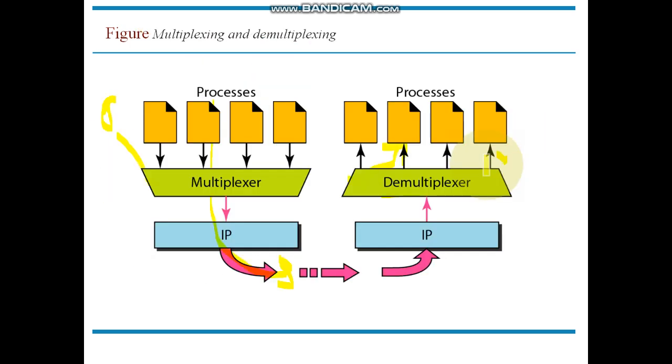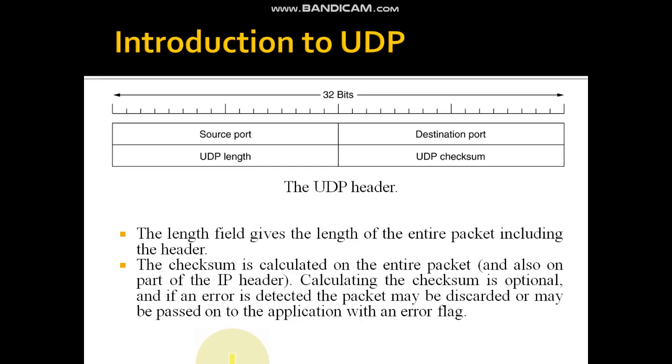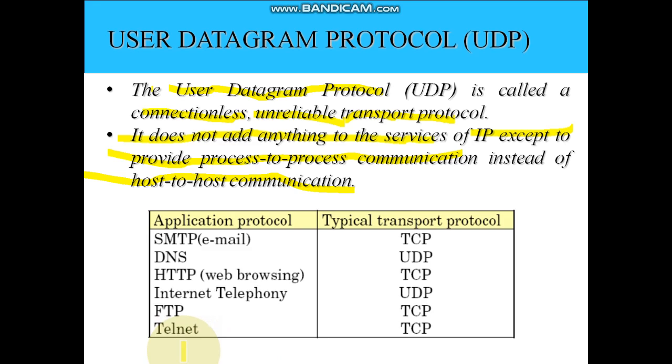Now, let me show the application protocols and their typical transport protocol. For SMTP email, we use TCP. For DNS, we use UDP. For HTTP web browsing, we use TCP. For Internet telephony, we use UDP. For FTP, we use TCP. Telnet, TCP. So majorly we use TCP, but across applications and users, we use both of them.